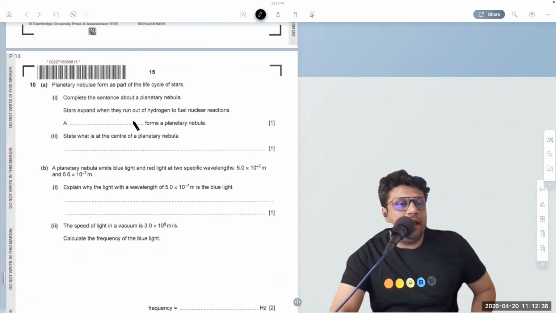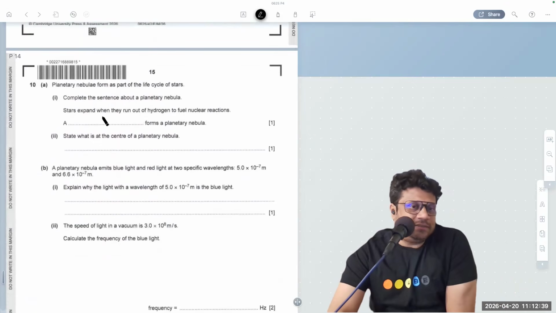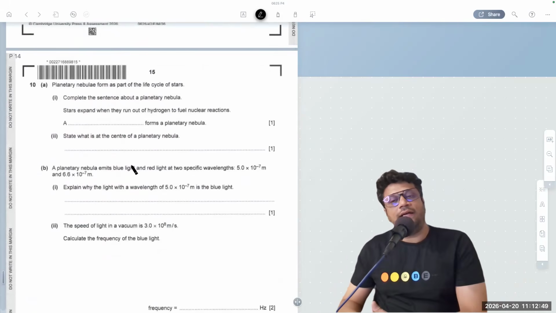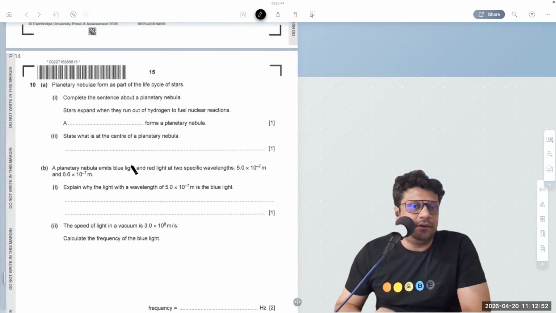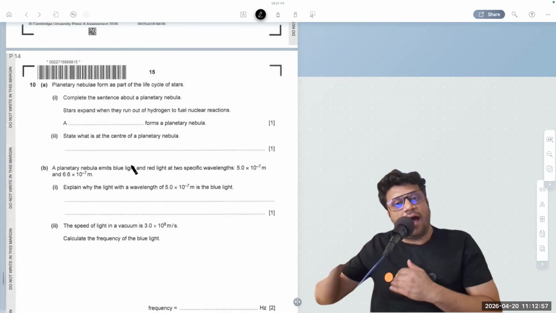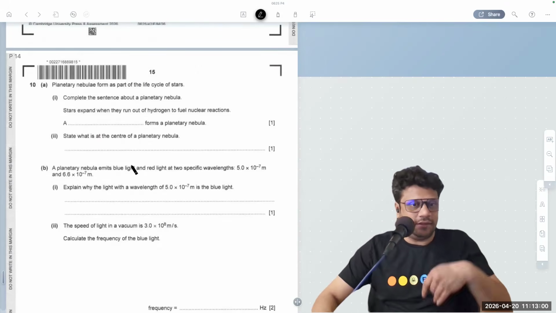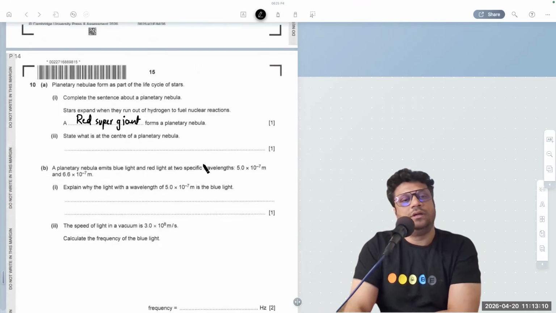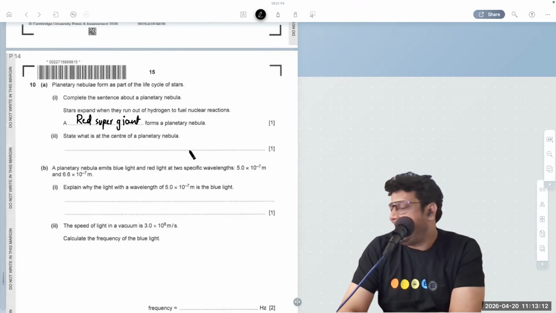Complete the sentence about a planetary nebula. Stars expand when they run out of hydrogen to fuel nuclear reactions. A dash forms a planetary nebula. See, a planetary nebula is formed after the red giant, and that's basically after the death of a star. That's when it becomes a nebula. So the red supergiant is what we are expecting it to be. A red supergiant actually converts into a planetary nebula.